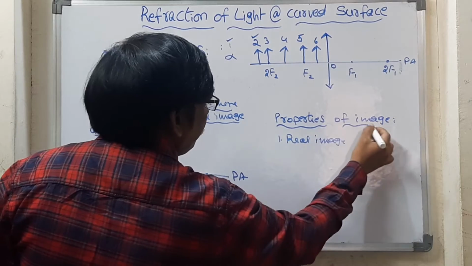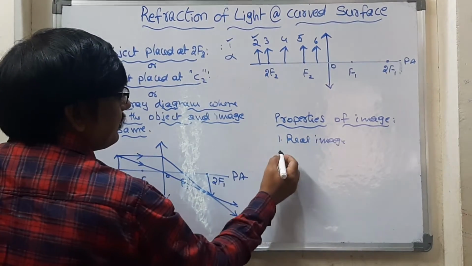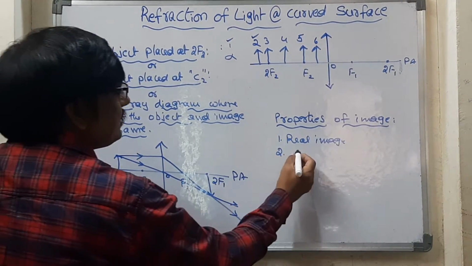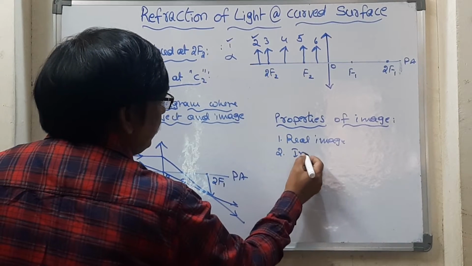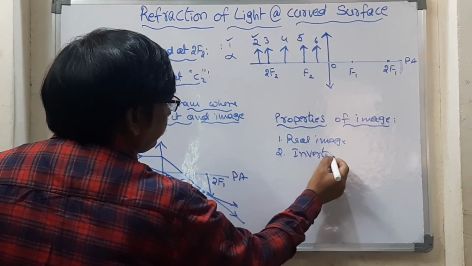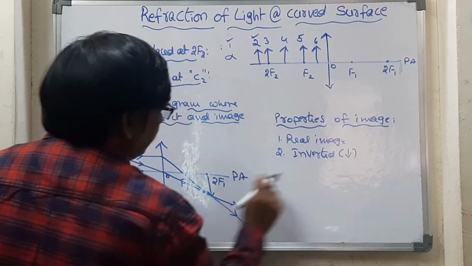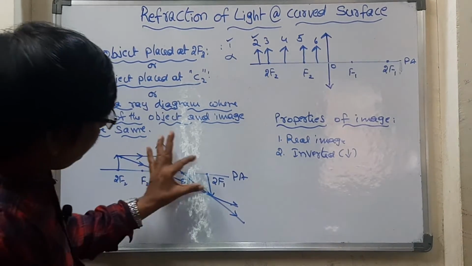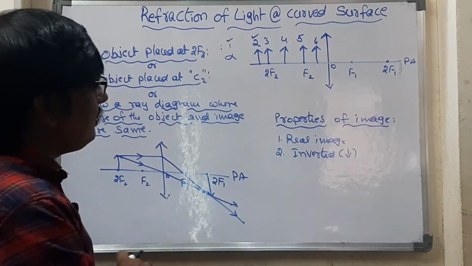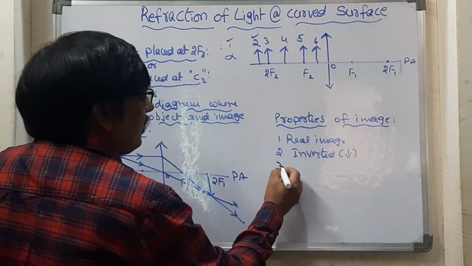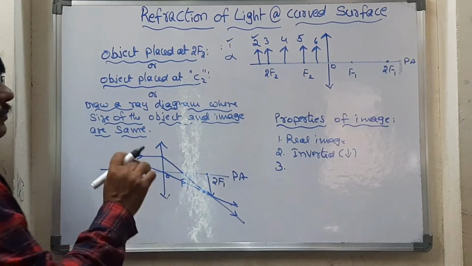So here, what are the properties? The first one is that it is a real image. The second one is that the image is inverted, isn't it? The image is inverted, because you can very clearly see this is the image, and this image is inverted.